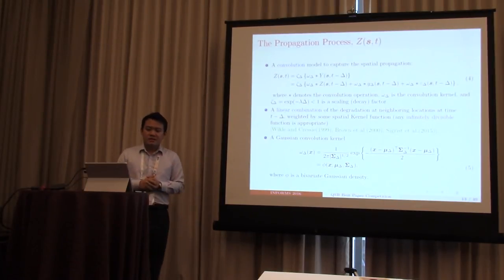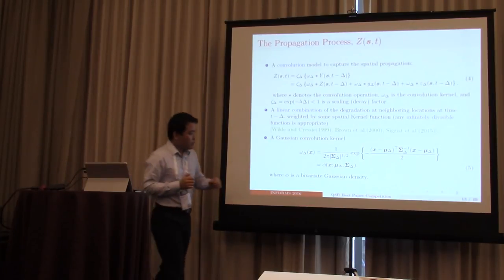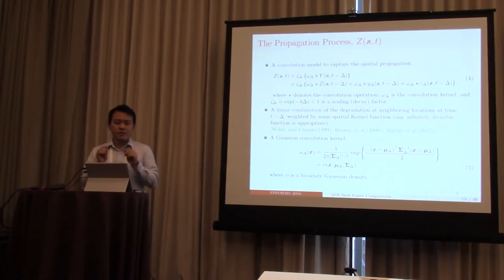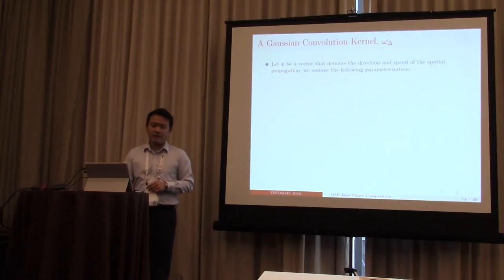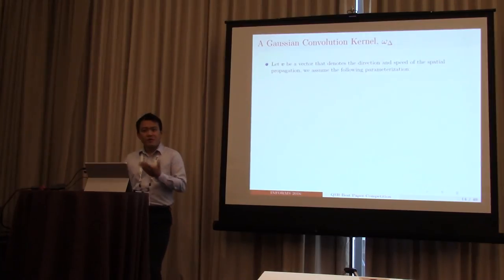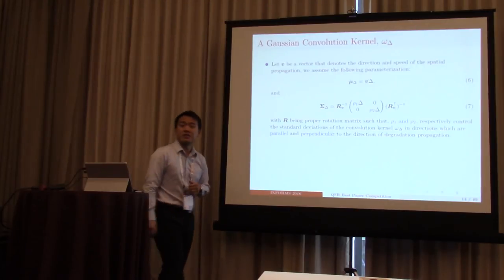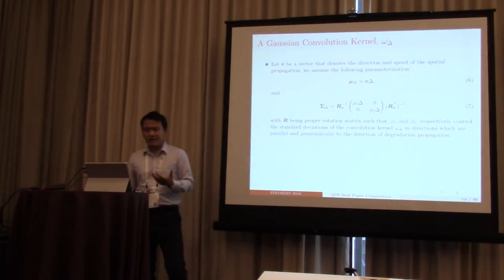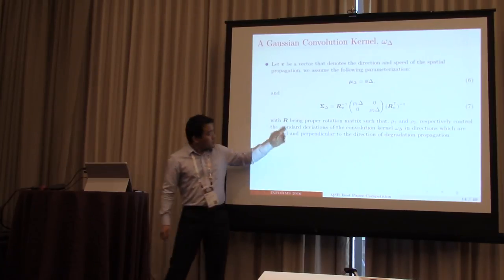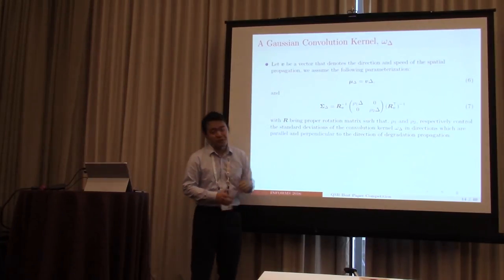Now, think about this. We're going to use this convolution to capture the propagation. So naturally, we must allow both mu and covariance to depend on the direction of propagation. Specifically, let v be the propagation vector. That means v tells us the speed and direction of spatial propagation of degradation, and we're going to adopt the following parameterization. Mu is basically the distance traveled within a time interval along the direction of propagation. Covariance matrix sigma also depends on v, the propagation, through a proper rotation matrix R.